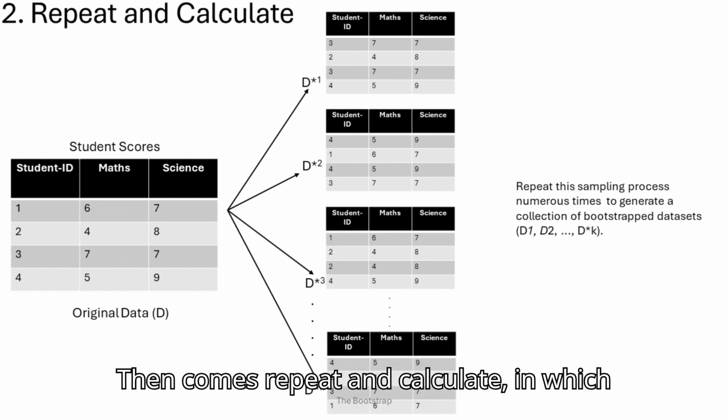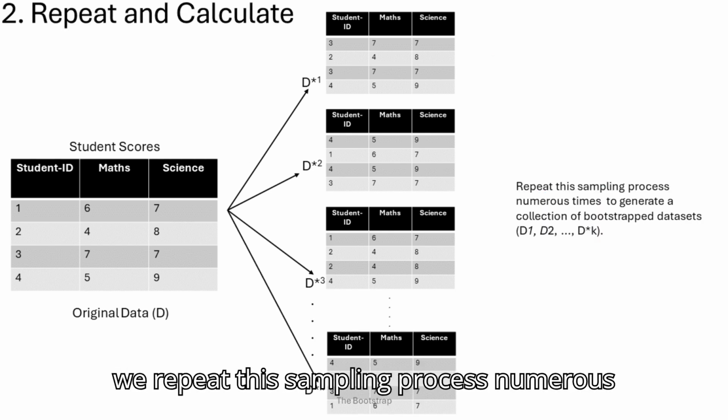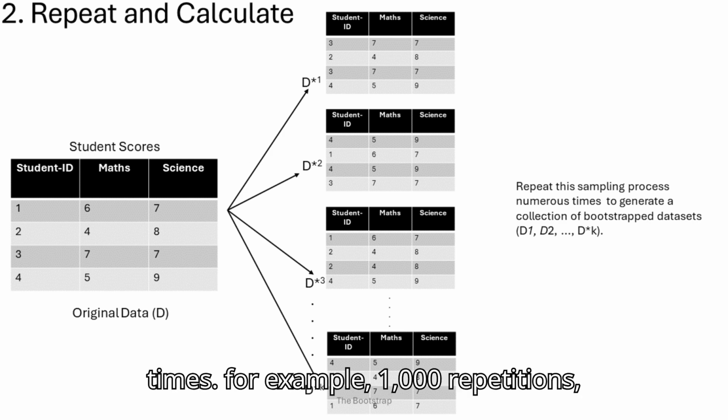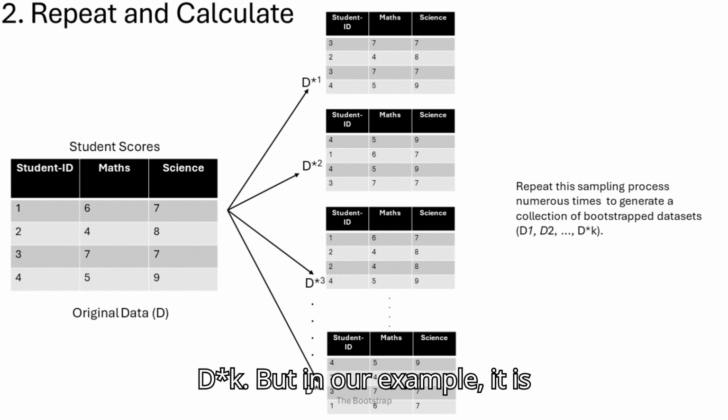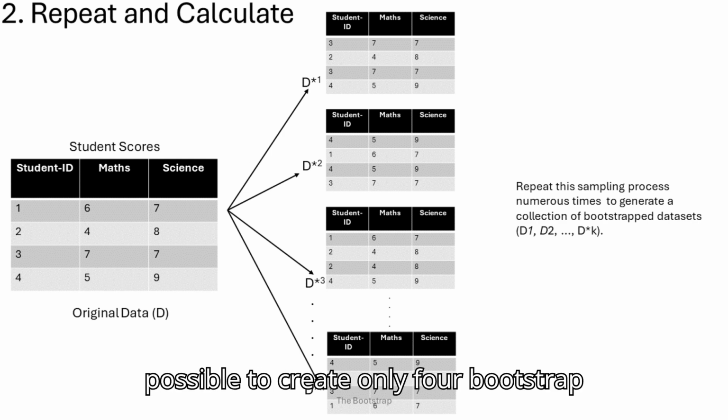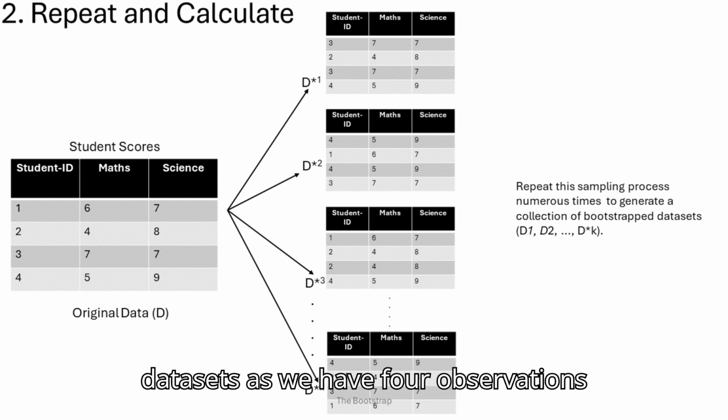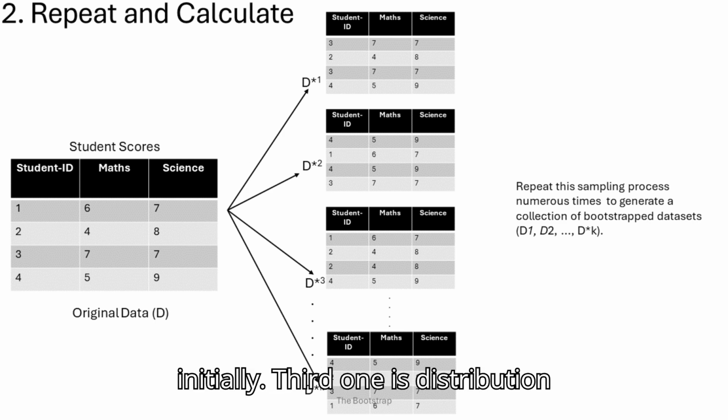Then comes repeat and calculate, in which we repeat this sampling process numerous times, for example 1,000 repetitions, to generate a collection of bootstrapped datasets, D1, D2, D*K. But in our example, it is possible to create only 4 bootstrap datasets as we have 4 observations initially.